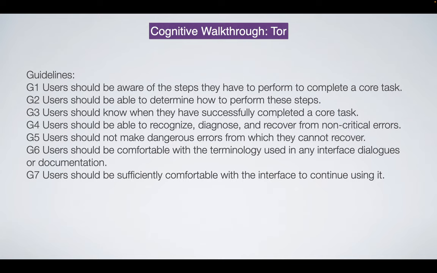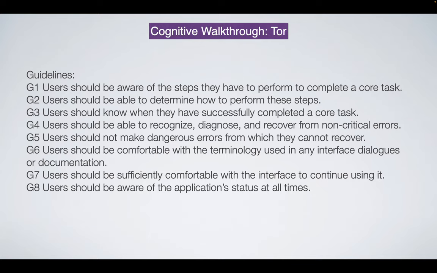Users should be sufficiently comfortable with the interface to continue using it. This is more like if you see something that's weird about the interface or something like that, then you can say that, oh, it does bad on G7. And that would include like buttons and things like that, like the pictures that are used to describe things and icons and things like that. And then the user should be aware of the application status at all times, meaning that they should know, like, is it working? Is it not working? Am I in the middle of setting it up? Am I done setting it up? Is it on? Is it off? You know, those are the kinds of questions where you sort of know what the status is at any particular time.